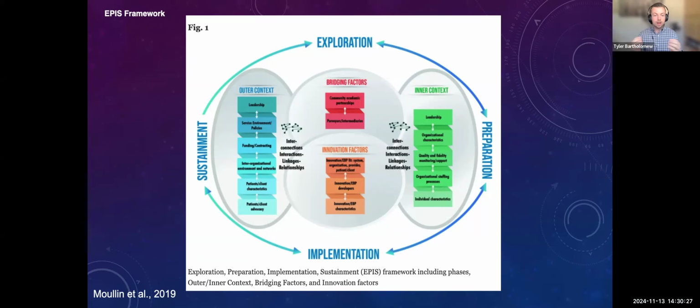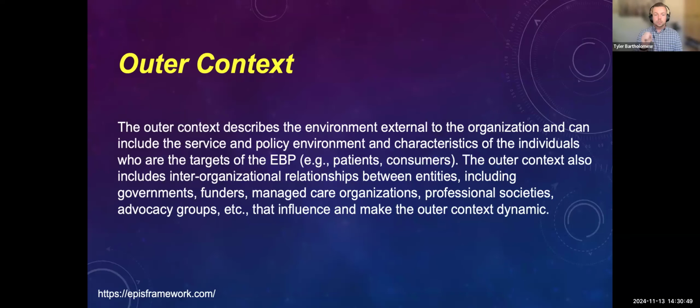And these are reciprocal factors, right? So how the inner context is influencing the outer context, and then how the outer context is influencing the inner context. And then we have innovation factors. So these are factors that are specific to the evidence-based intervention itself that might act as a barrier or a facilitator to its implementation.